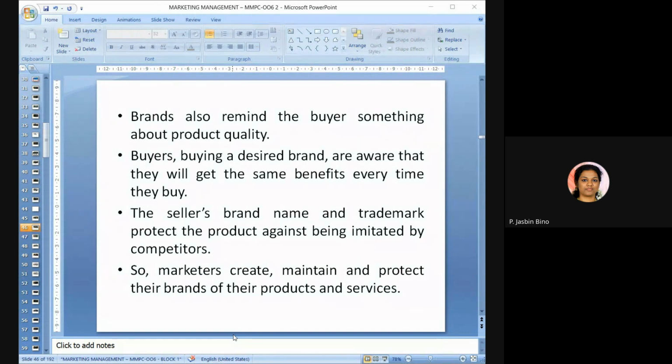The seller's brand name and the trademark normally protect the product against being imitated by the competitors. Normally the brand name which is registered is what we call a trademark. Legally, it will be registered. So why is this done? Because the competitors should not imitate the products. So marketers create, maintain, and protect the brands of their products and services.